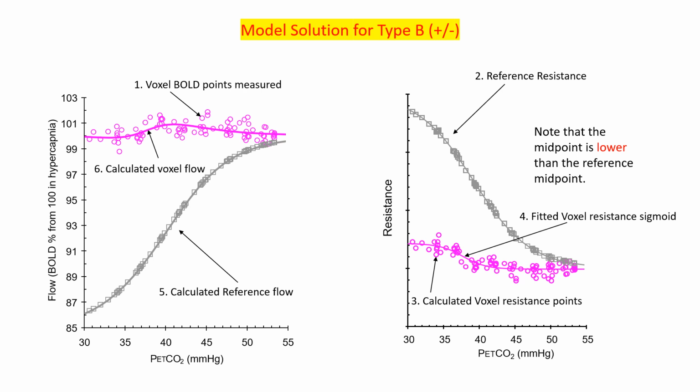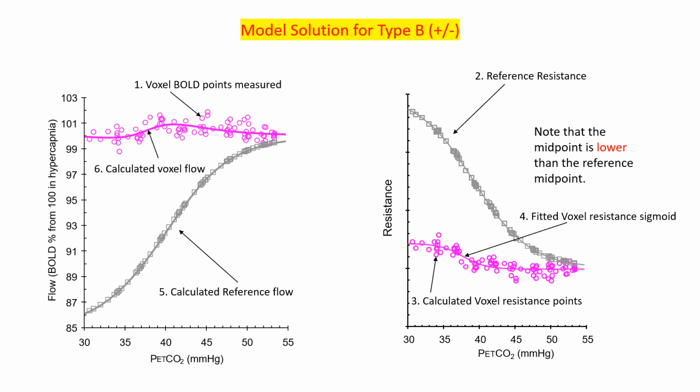The model takes the voxel measured points in the left graph, converts them to resistance with a sigmoidal fit in the right graph. The voxel resistance sigmoid is then used to calculate the voxel flow response line in the left graph, and as can be seen, the fit is excellent despite the non-sigmoidal response. Note that the midpoint of the fitted voxel resistance sigmoid is lower than the reference midpoint.